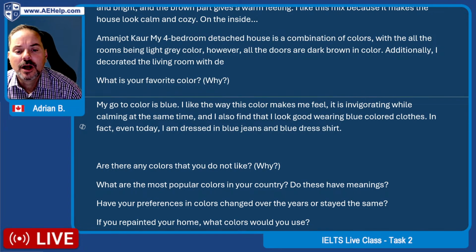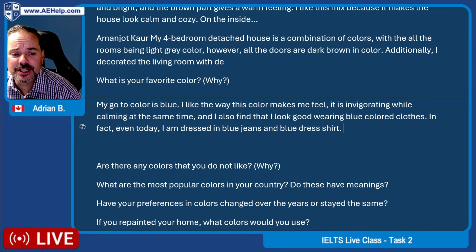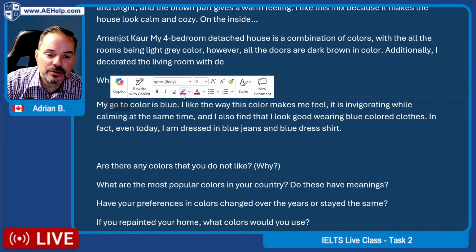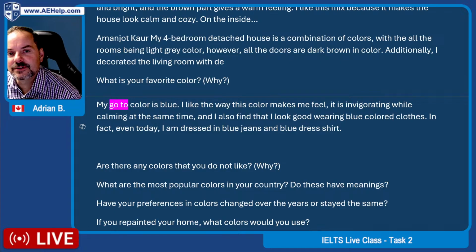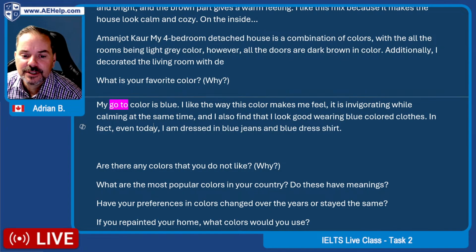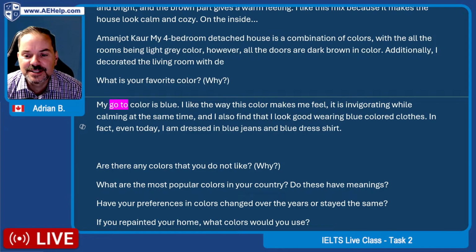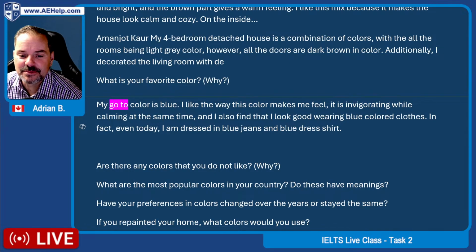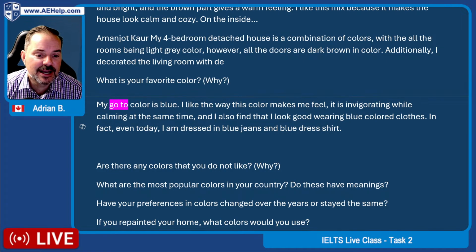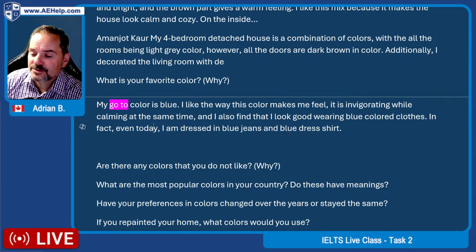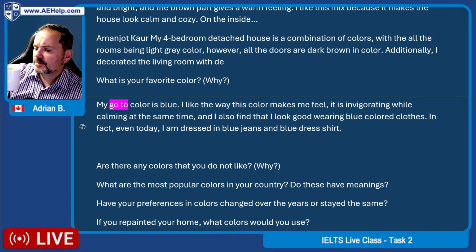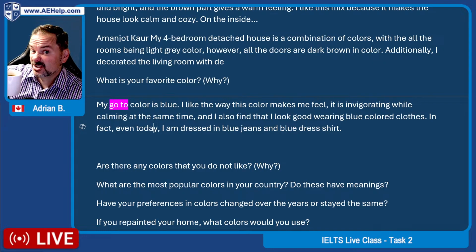Okay, so answer, explanation, example. Look at this nice new little expression here, go-to. Your go-to is what you choose, kind of like your favorite. My go-to color is blue. I like the way this color makes me feel. It is invigorating while calming at the same time. And I also find that I look good wearing blue colored clothes. In fact, even today I'm dressed in blue jeans and a blue dress shirt. You can make it up. Don't go overboard. Once you give your example, make sure to stop talking.